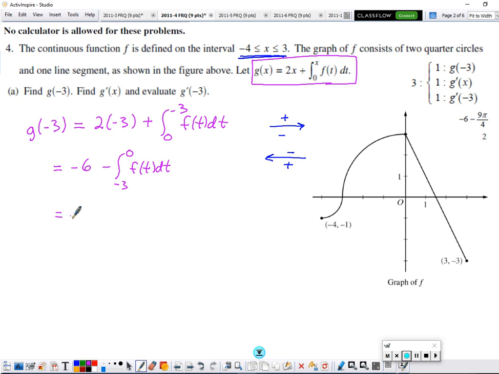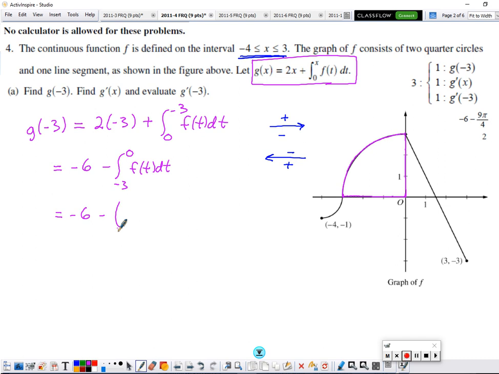So let's see, this is -6 minus. To find this integral, I come over to my graph of f. I start at -3. I'm going to 0. So I'm finding this area right here. Anyone have a question about what area I'm finding? Cool. So let's see. Parentheses with the subtraction. Good to put a parenthesis.